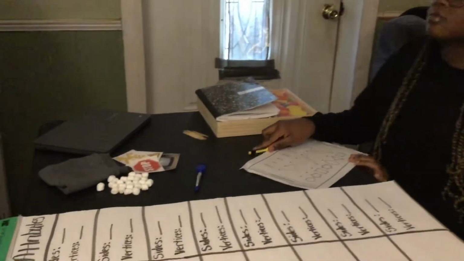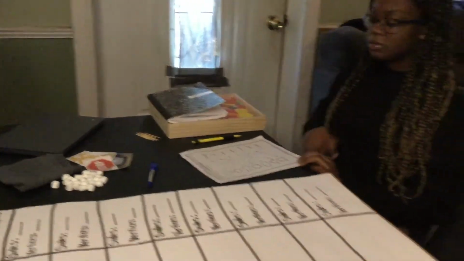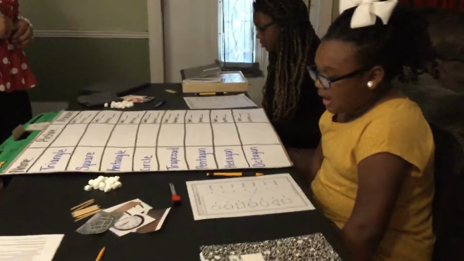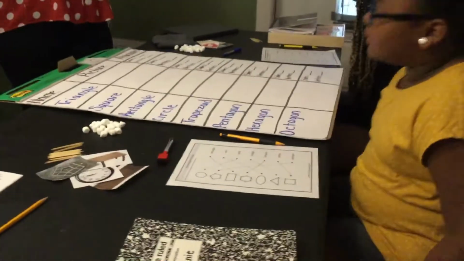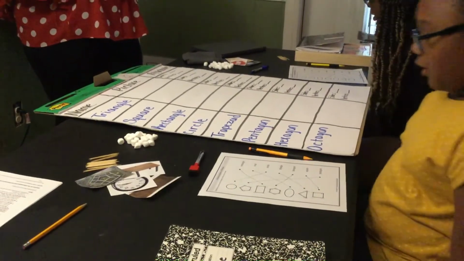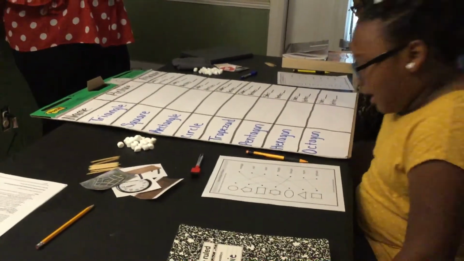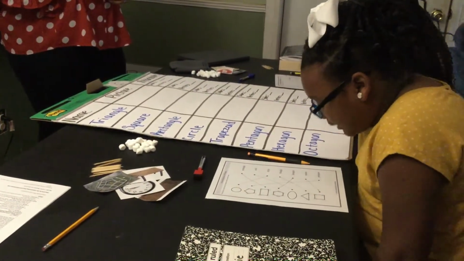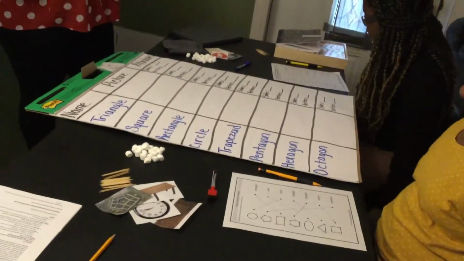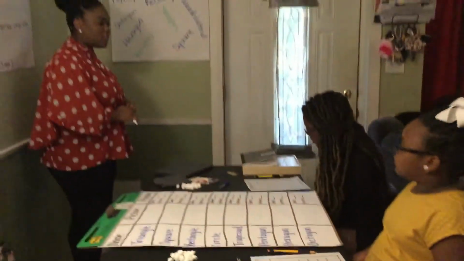We finished? All right, let's read the names of those shapes that you have. What's the first one? Rectangle. All right, the next one? Oval. The next one? Circle. The next one? Triangle. Next? Hexagon. Next? Square. And the last one? Pentagon.